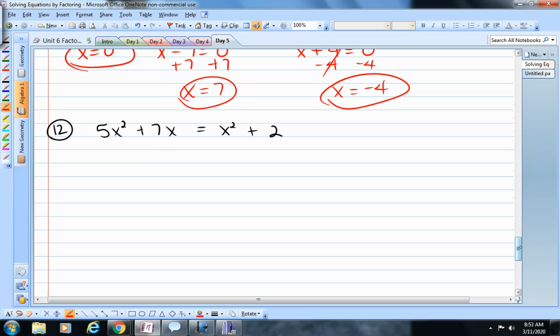All right, number 12. Look at that one. Well, I got 2 x squares, don't I? So which one do we want to go to? Which one's going to make it not negative? So let's bring the x squared to the 5x squared. So subtract x squared.